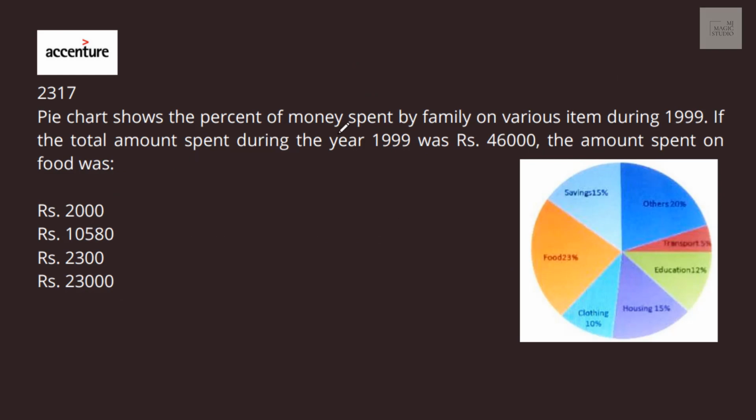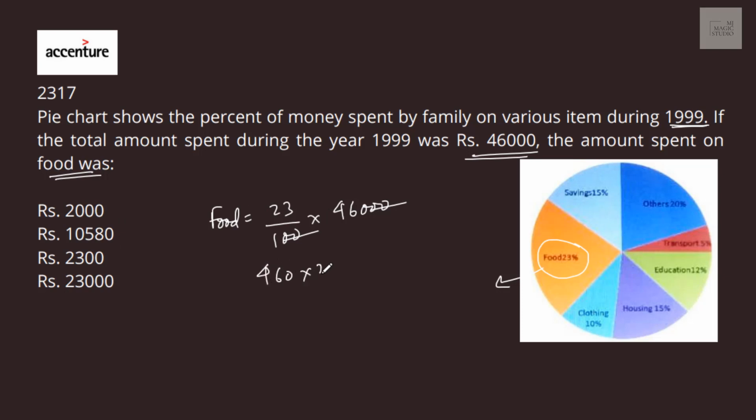The pie chart shows the percent of money spent by a family on various items during 1999. This is a percentage given. If the total amount spent during the year 1999 was 46,000, the amount spent on food was, as we can see here, food is this orange, that is 23%. That means the expenditure on food is 23% of 46,000. So it is 460 into 23. That is 10,580. 10,580 is the amount spent on food. That is option B, and that is the answer.